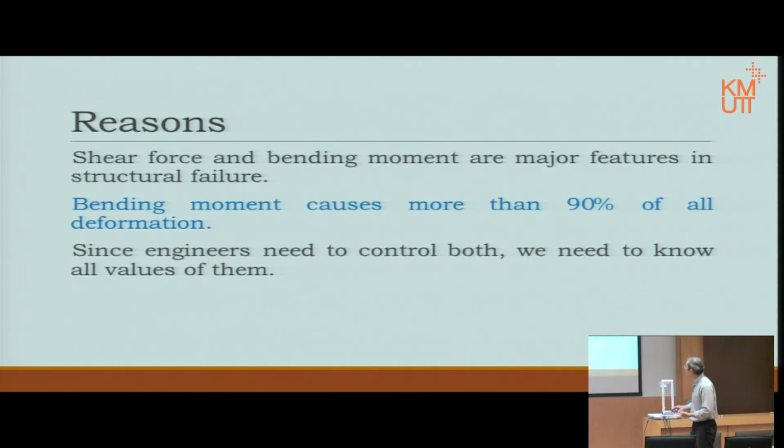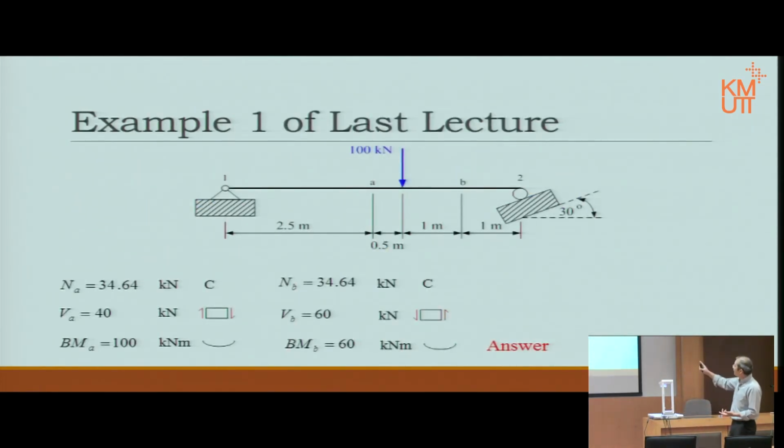If you remember, this is the example from the last lecture, example 1. When we look at point A and point B, notice that even though in this case the axial force is constant, the shears are not: 40 at point A, 60 at point B, and the direction changes as well. The bending moment is not constant either: 100 at point A, 60 at point B.